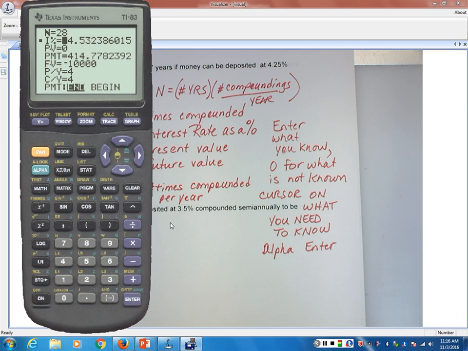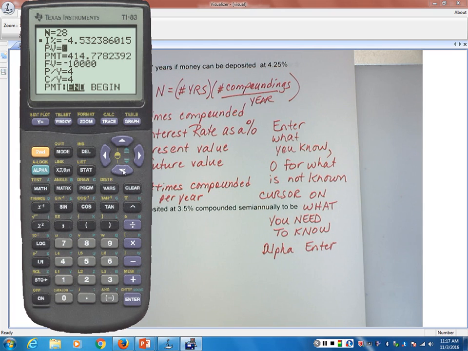So the solver will find any one of your variables as long as you know at least the number of compoundings, which means you need to know how long the investment's going to be, and you need to know how many times a year it's going to be compounded. And then as long as you know either the interest rate or the present value or the payment or the future value, as long as you know any three of those, it'll find the fourth one. Or actually, you only need to know any two of those. It'll find the third one, but it won't find all four. Okay?